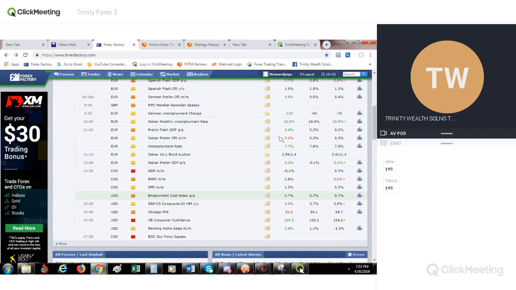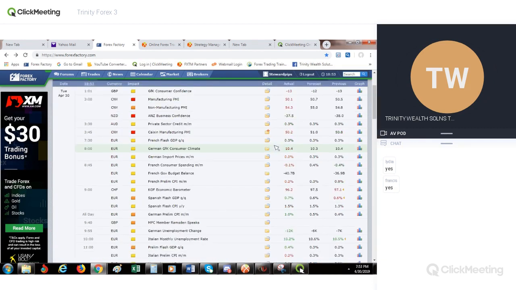Red means it was worse than expected. Green, better than what was expected. And the same color means same as expected, so no major moves expected in the currency.